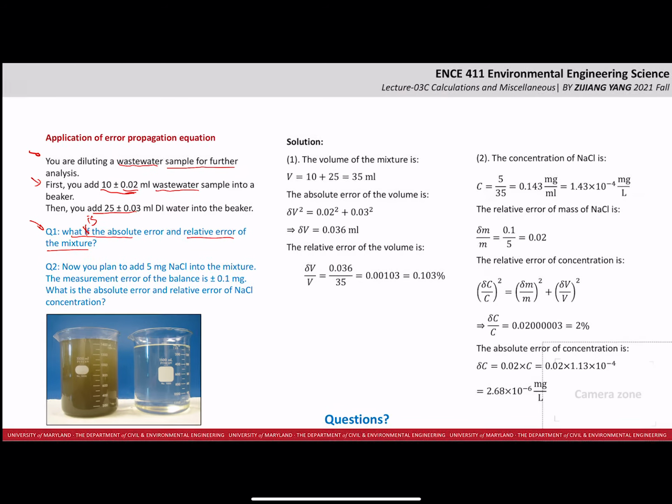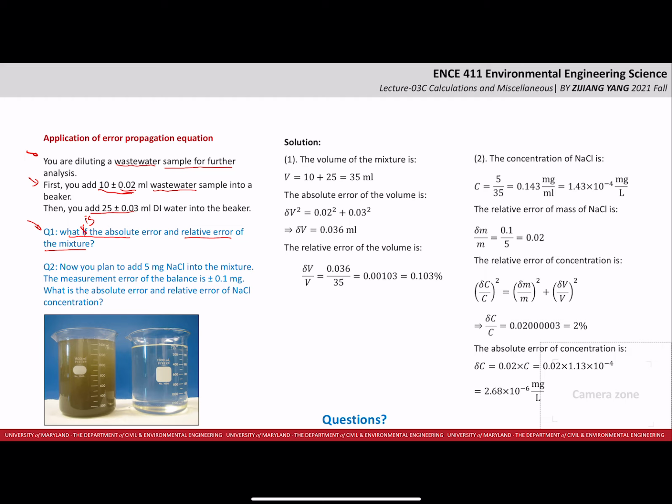In this case, we need the absolute error and relative error of the volume of the mixture. We have V1 equals 10 plus minus 0.02 mL, and V2 equals 25 plus minus 0.03 mL. The total volume equals V1 plus V2. So this is the summation. We know that this is delta V1, this is delta V2, and this is delta V, and we have this relation.